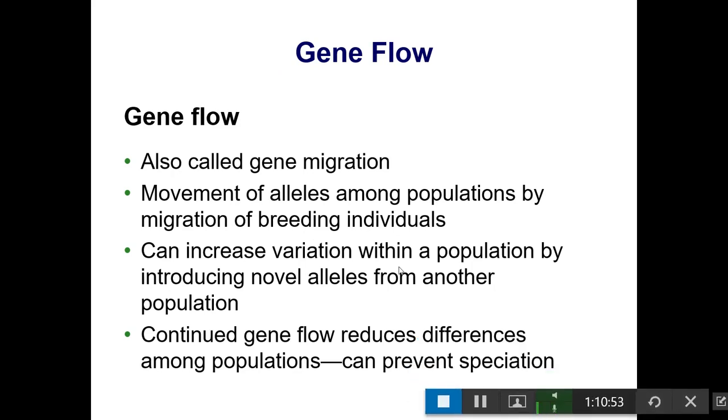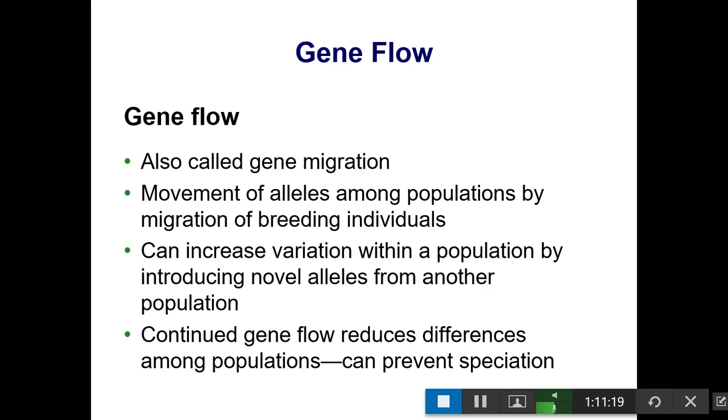Next, gene flow. Gene flow is also referred to as gene migration. So if you think about those two terms, flow and migration, there's movement. And that's exactly what this is. There's a movement of alleles among populations by migration of breeding individuals. And this can increase variation within a population by introducing new alleles from another population.